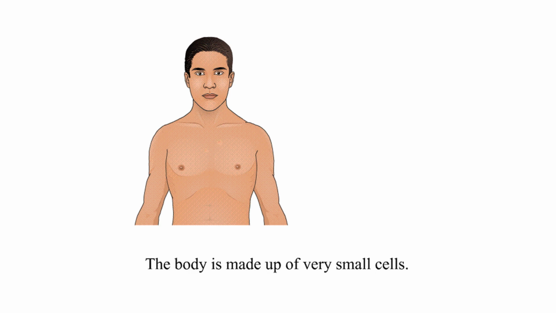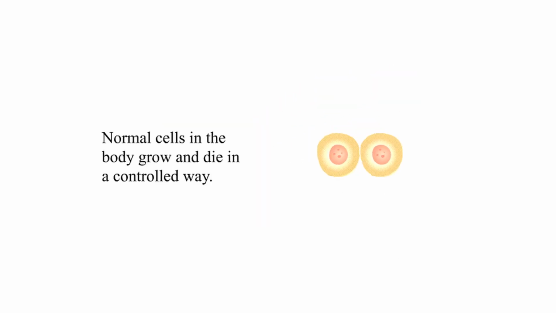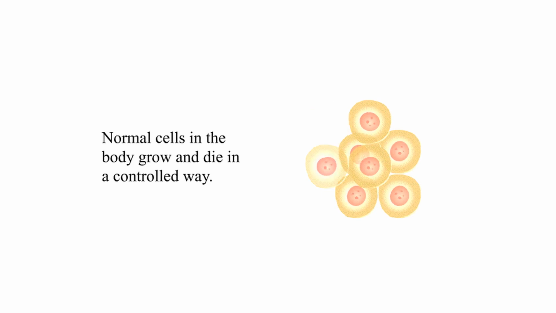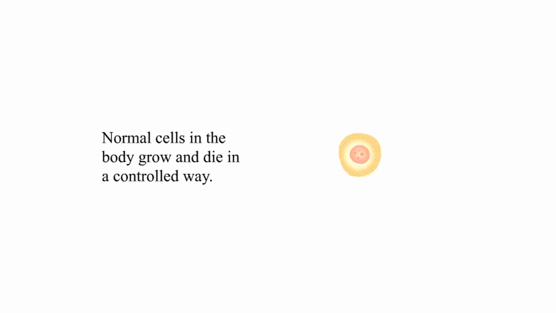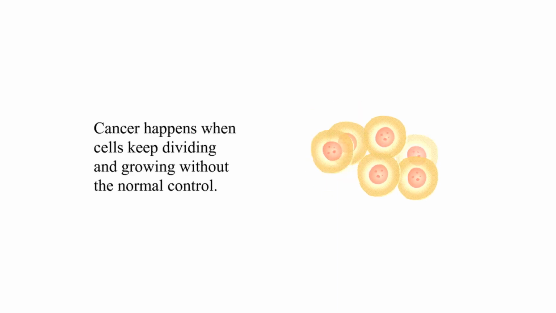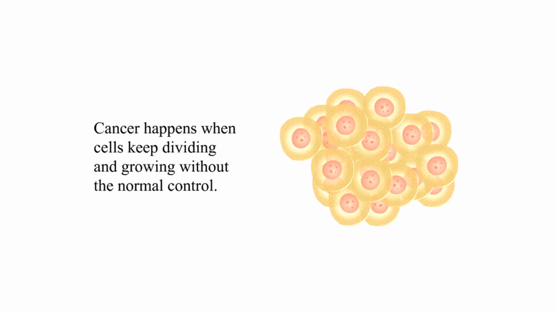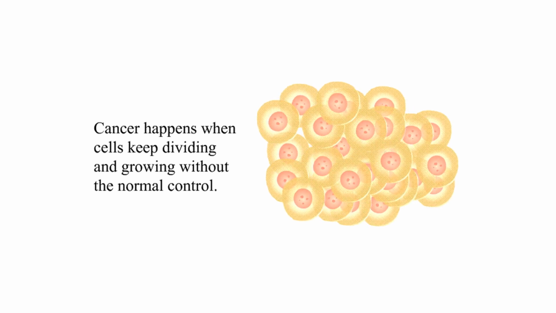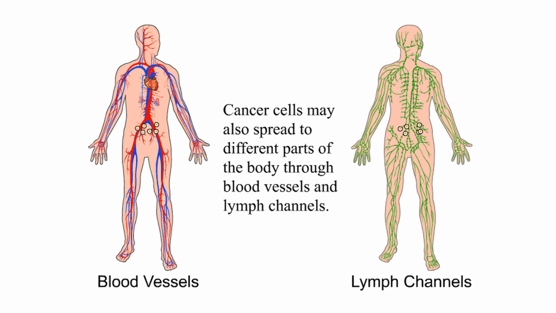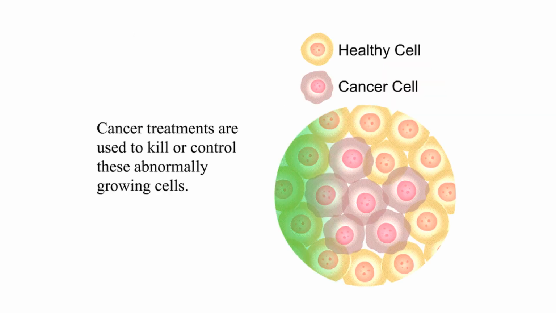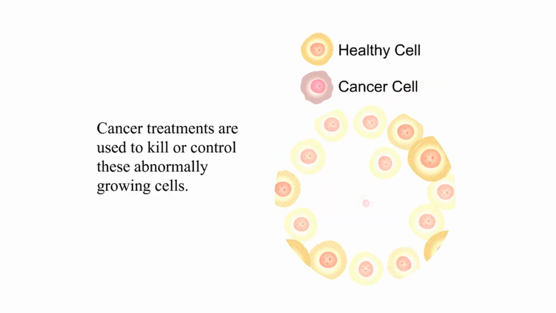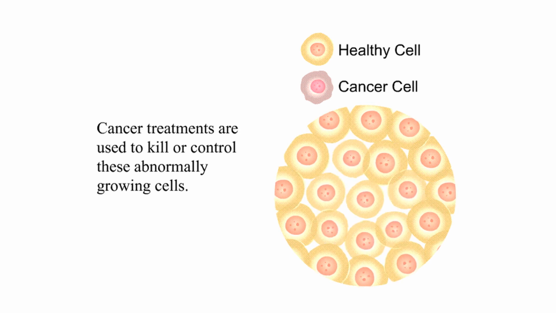Cancer and its causes. The body is made up of very small cells. Normal cells in the body grow and die in a controlled way. Cancer happens when cells keep dividing and growing without the normal control. Cancer cells may also spread to different parts of the body through blood vessels and lymph channels. Cancer treatments are used to kill or control these abnormally growing cells.